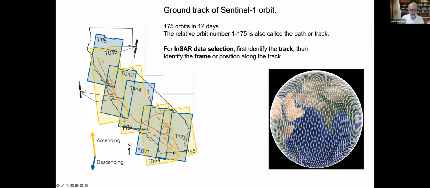So you have to find all the data with the same track, and the search tools will let you put in the track number, which is called the path number in most cases. And then you have to do the frame, and the frame is the time along the track, usually the time since the last ascending equator crossing. So tracks and frames are something you have to get used to, and it all depends on these kinds of orbits.